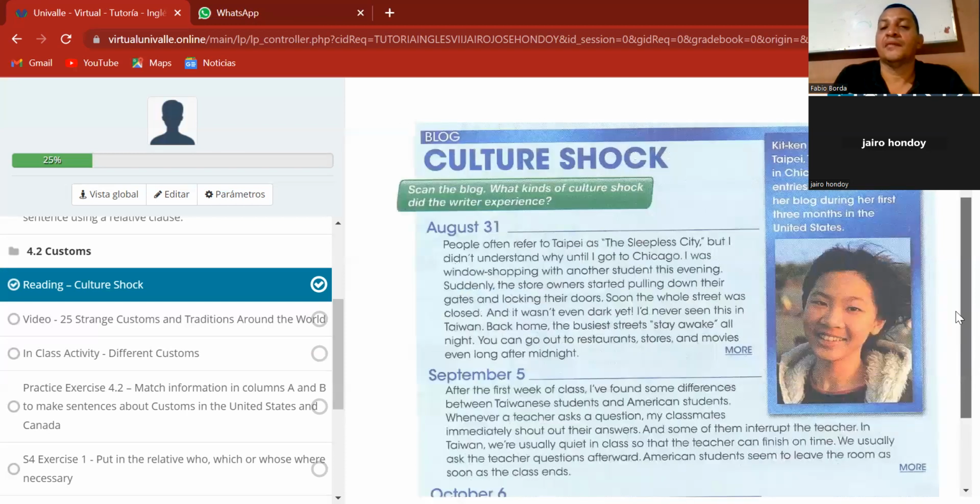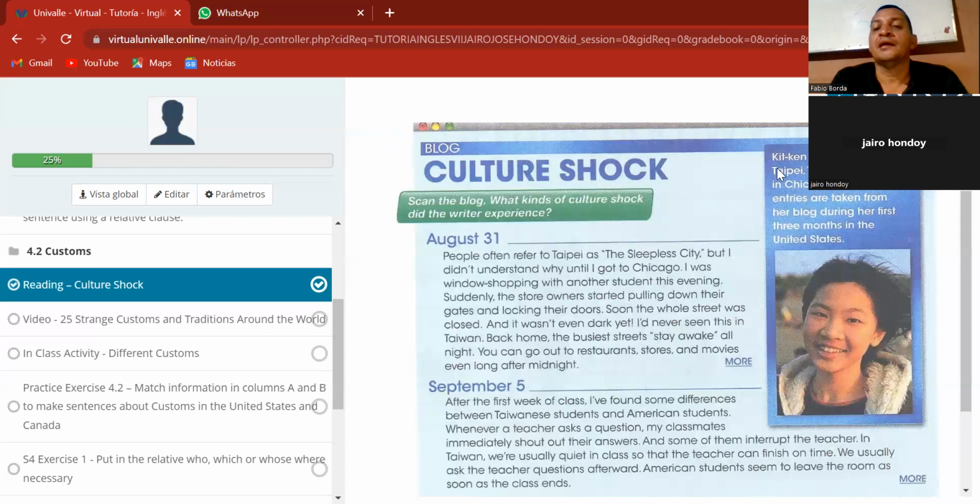Pei Ken Lin, a student from Taipei, Taiwan, is studying in Chicago. The following entries are taken from her blog during her first 3 months in the United States.